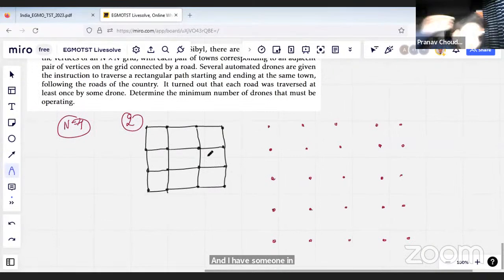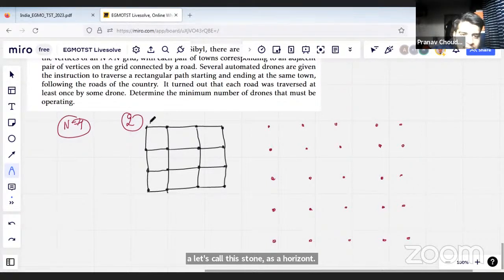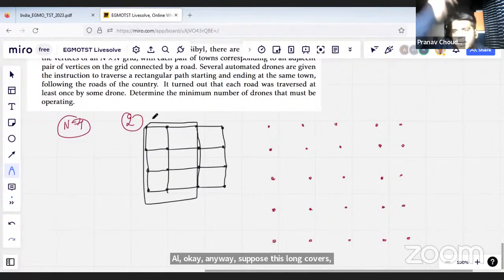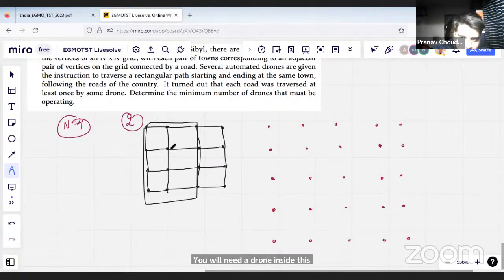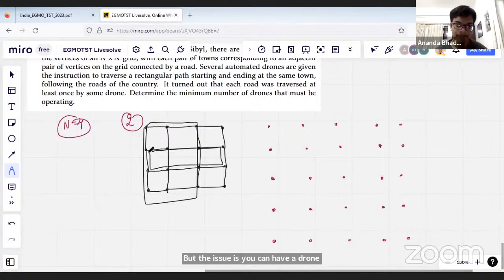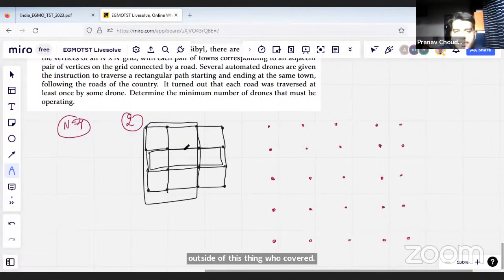Also, the idea I was thinking is, let's say you have a drone, let's call this drone a horizontal drone. Suppose this drone covers 2 things here. Whatever depth it goes, you need a drone inside this drone, right? But the issue is you can have a drone which goes even outside of this thing to cover this. So if we can somehow say that the number of drones remains the same, if we make this an inside drone and divide this into 2 drones. That's what I was trying to think.